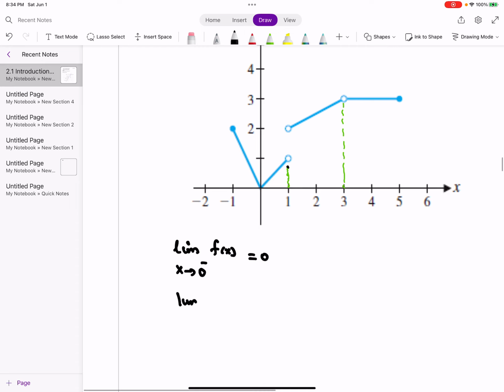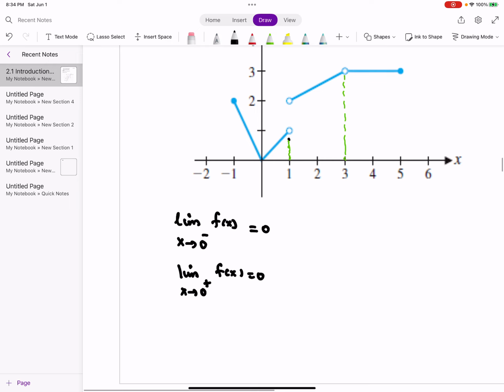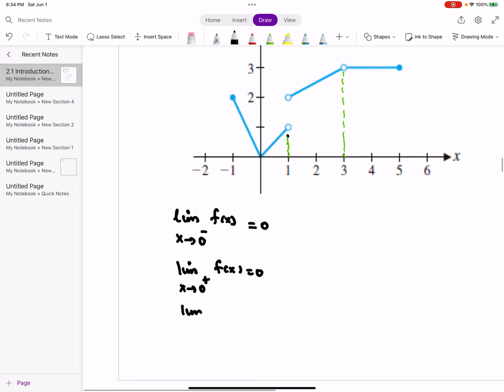Limit of x approaches 0 from the right side of f of x, 0. And then you can conclude that the limit does exist at 0 because the left side is the same as the right side, 0. The function value at 0 is also the same. There is no hole, there is nothing. That is x equal to 0. Now, the second one, let's analyze x at 1.